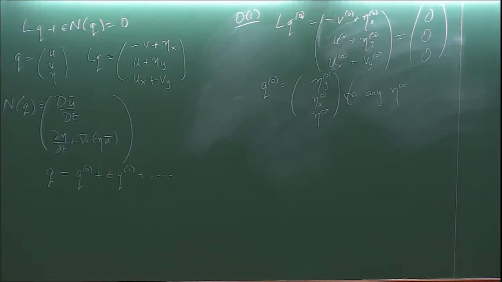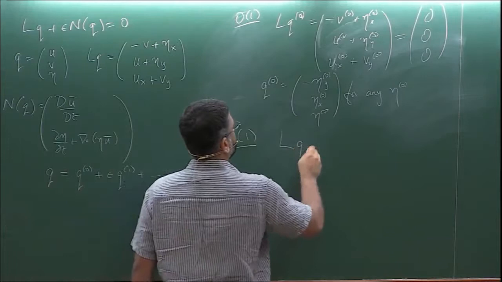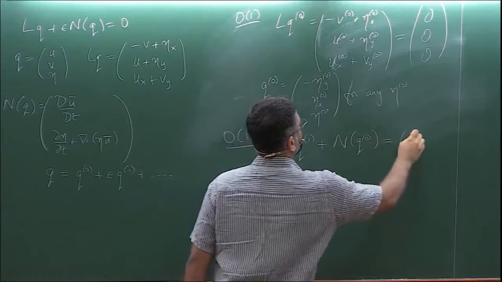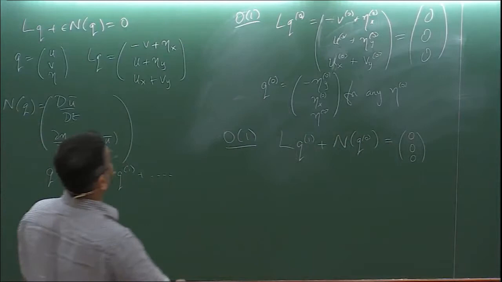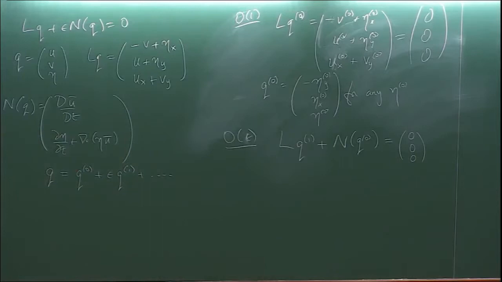Order one: L of Q1 plus N of Q0 is zero. Is there any restriction? Oh, in a strict mathematical sense, this series doesn't even converge. So don't even go there.